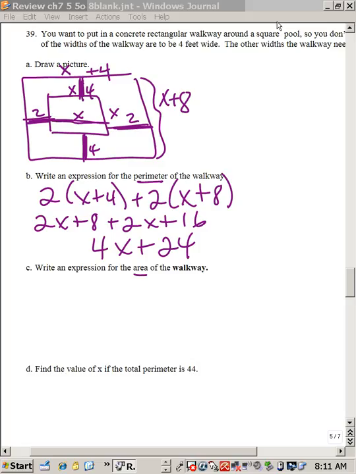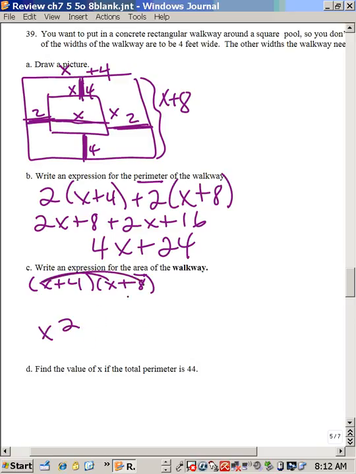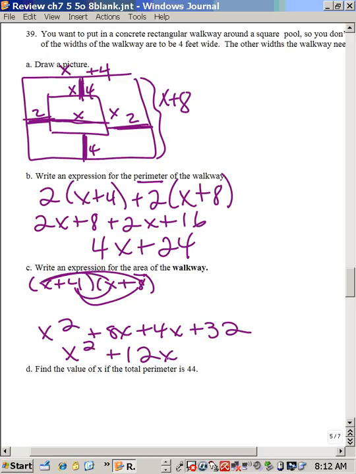Okay, now we have to find the area of the walkway. So what I need to do now is multiply the two dimensions. My two dimensions are x plus 4 and x plus 8. If I multiply the x times the x, that gives me x squared. X times 8 is 8x. 4 times x is 4x. And 4 times 8 is 32. Adding like terms, that gives me x squared plus 12x plus 32.